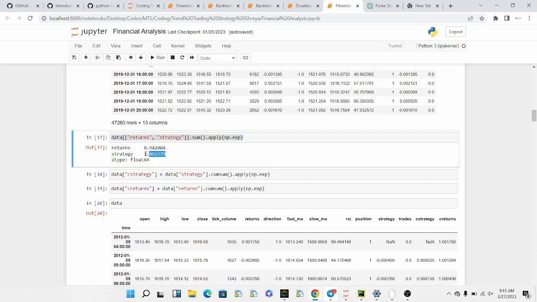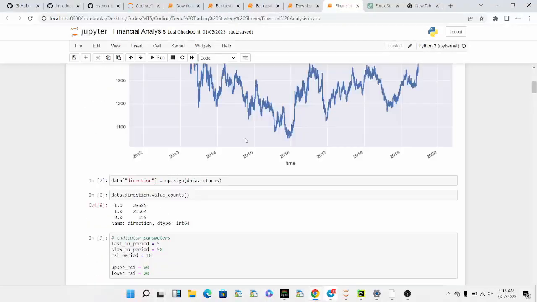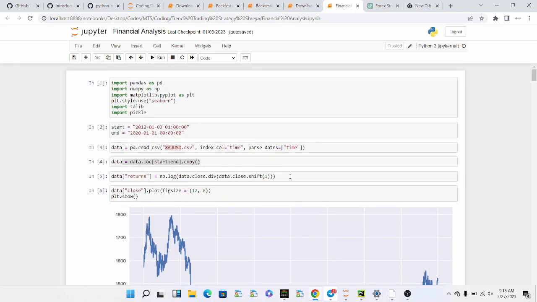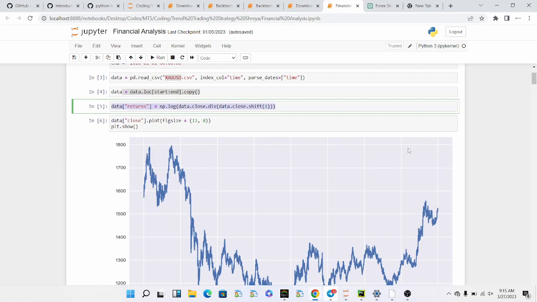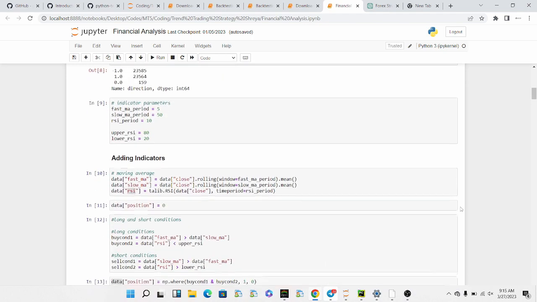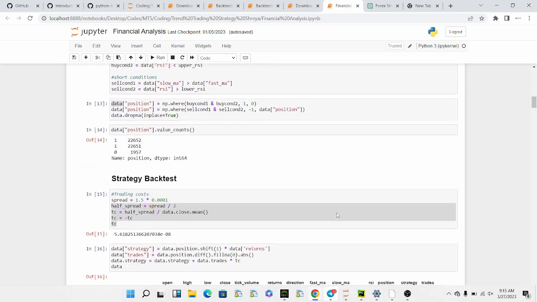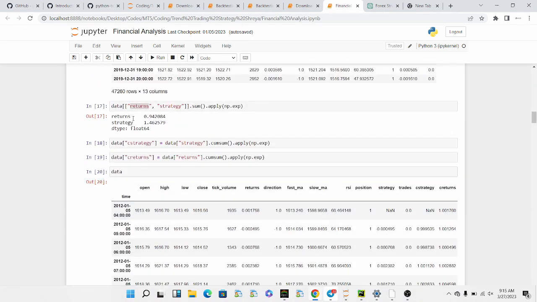So our strategy outperformed our returns, and the returns section, which you can see where we created initially, simply means buy and hold. All right, so let's say you bought gold around here and you held it up till here. That is what we are trying to outperform. That is what we are using as our baseline test value. So we outperform that value.